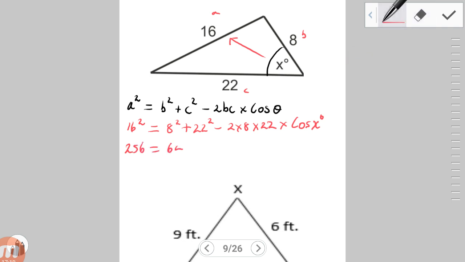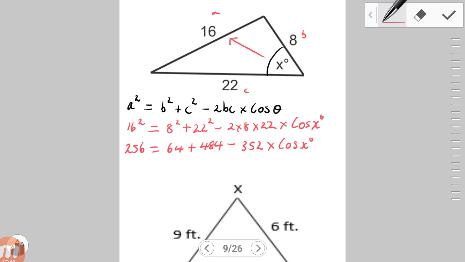8 squared is 64 and 22 squared is 441. Pardon me, that is 484. Take away 2 times 8 times 22 and that's 352. And so then we're going to be multiplying by the cosine of x degrees.